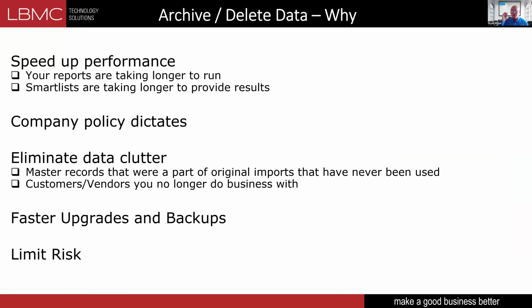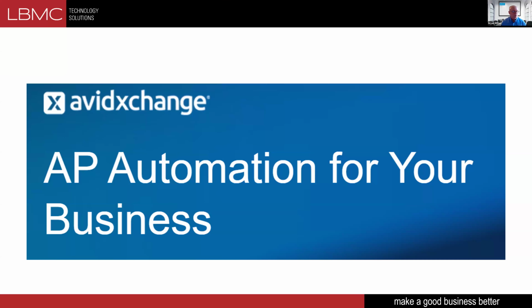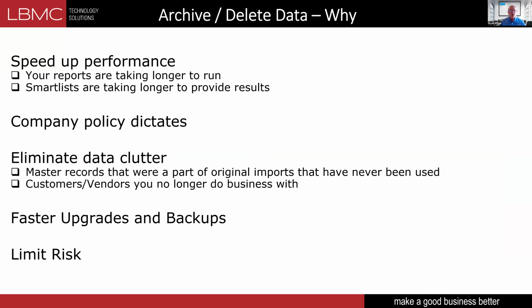Okay, so back to the details now of what we want to talk about. Why would you want to archive data? Well, a couple of common sense things: speed up performance. You might have some reports that you run a lot, trial balances, historic agings, and so forth that really get deep down into the data. If you notice that over time they're taking longer and longer to run, it's probably because the system has to chunk through a lot of data that it may not even need, but it has to look at.